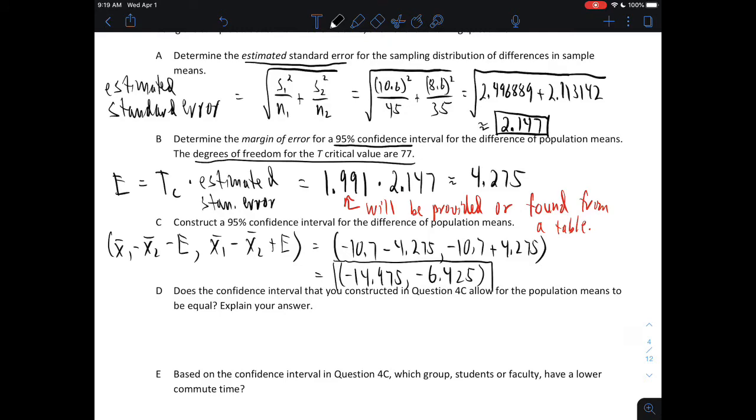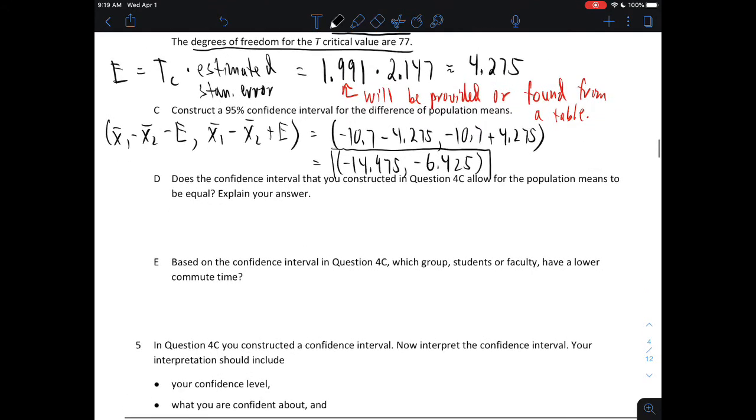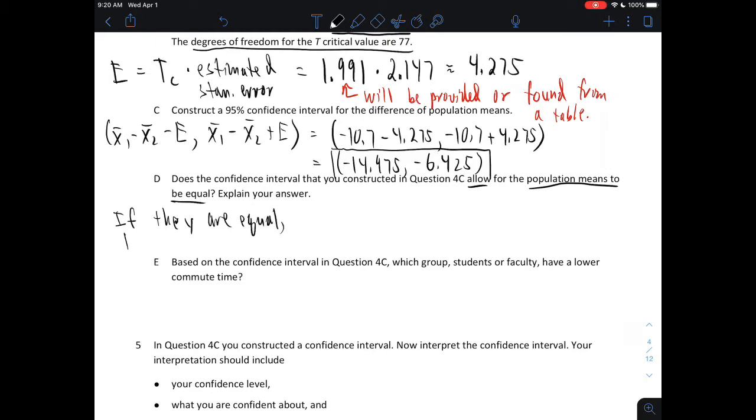So now we get to some interpretations. Part D. Does the confidence interval that you constructed in question 4C, so the answer we just boxed, allow for the population means to be equal? The way that we can answer this is if the population means are equal, then their difference would be 0.